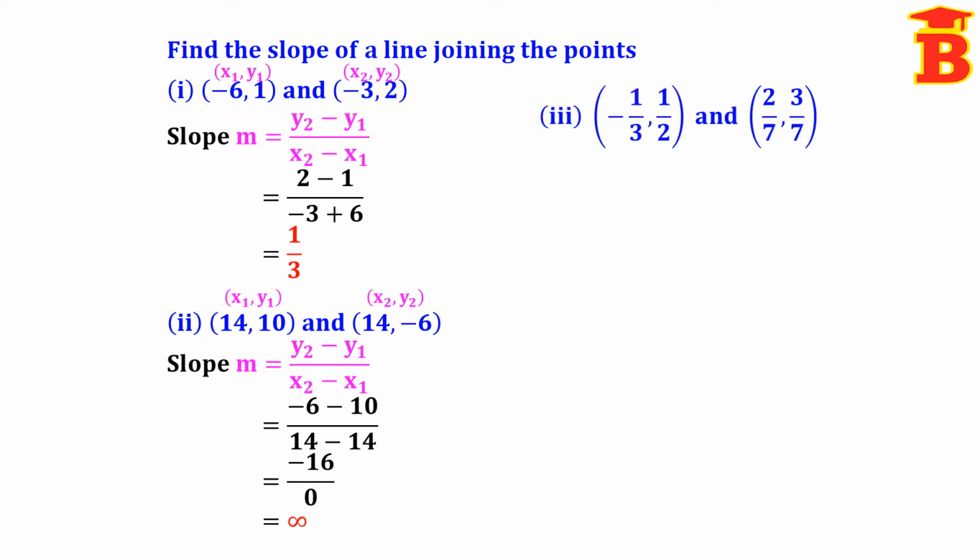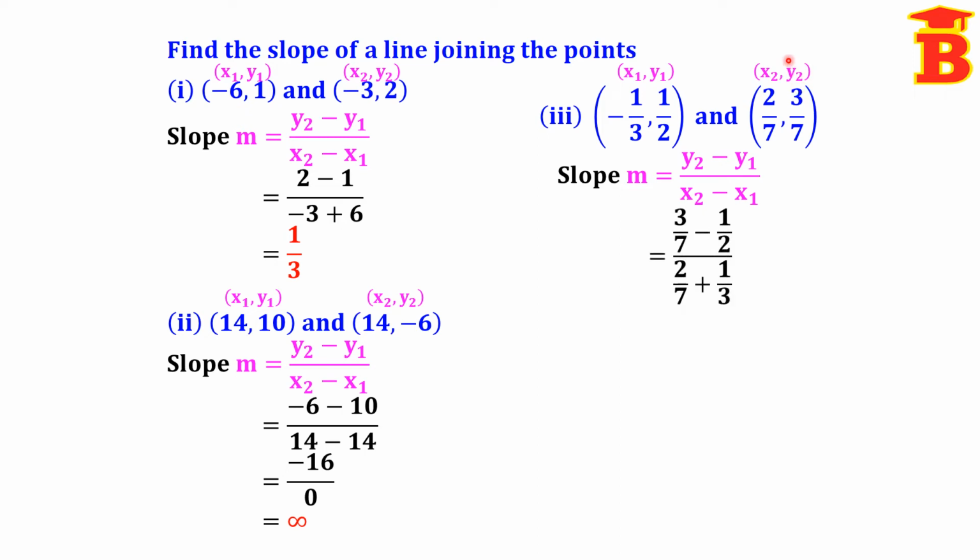Similarly, third subdivision, 2 points are given. We have to find the slope. Formula m equal to y2 minus y1 divided by x2 minus x1. We take the first point x1 y1, second point x2 y2, and now substitute in the formula. y2 minus y1, 3 by 7 minus 1 by 2 divided by x2 minus x1, 2 by 7 minus of minus plus 1 by 3.